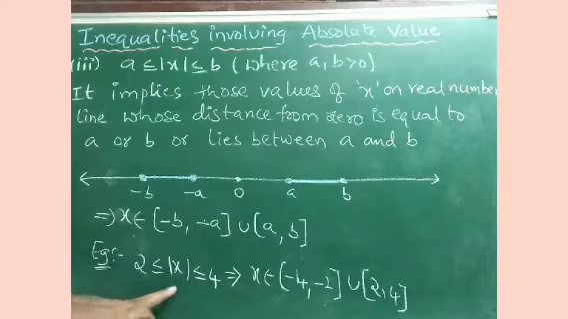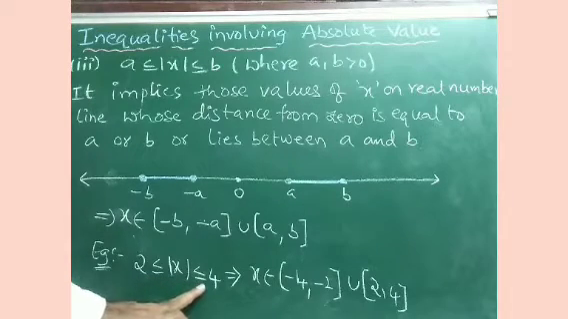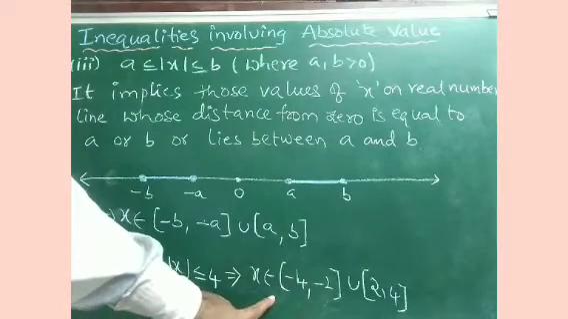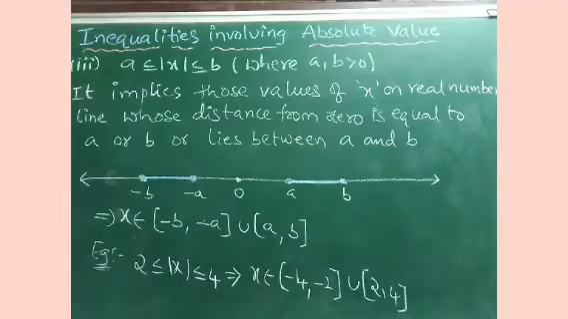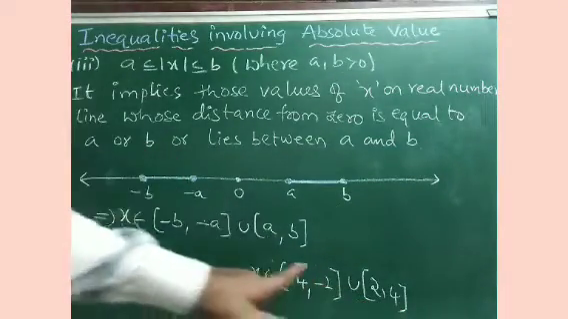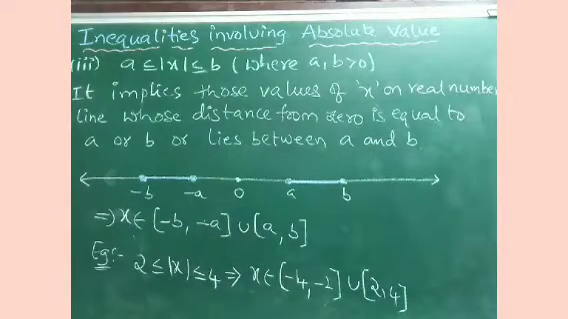So coming to one example, if 2 less than or equal to modulus of x less than or equal to 4, then I can say that x belongs to closed interval minus 4 comma minus 2 according to this concept, union closed interval 2 comma 4 according to this one. Right? Very important result is this. So please look into this.